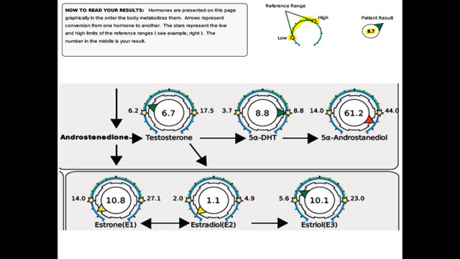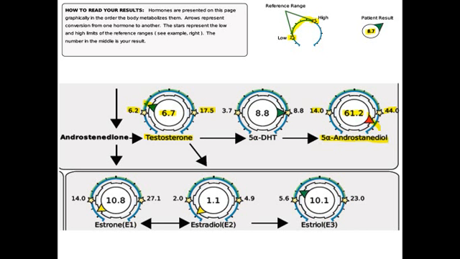You can see in this example, this patient, who is a female, has a testosterone result of 6.7. The reference range is 6.2 to 17.5. So as expected, 6.7 puts the patient on the lower end of the reference range. But as we look over here at some of these metabolites, you can see that for this particular patient, the reference range for this hormone is 14 to 44, and she's at 61.2, which is, of course, well outside of the reference range.